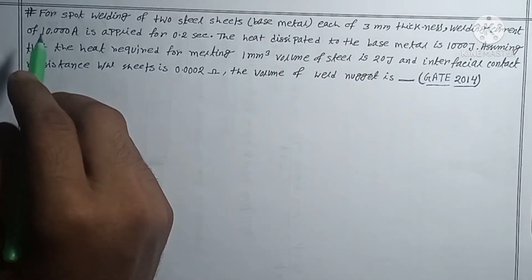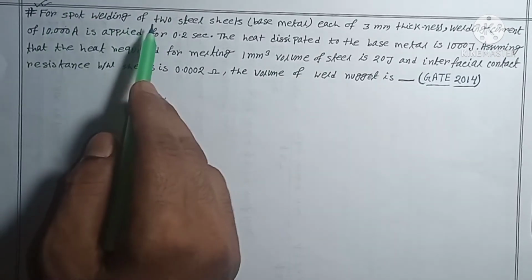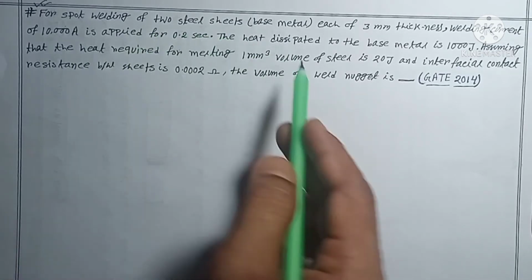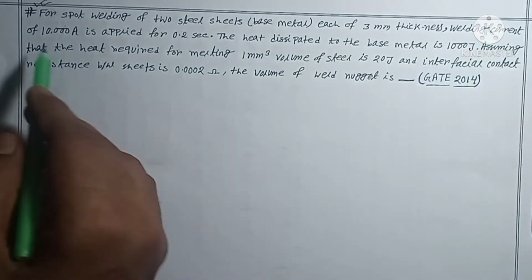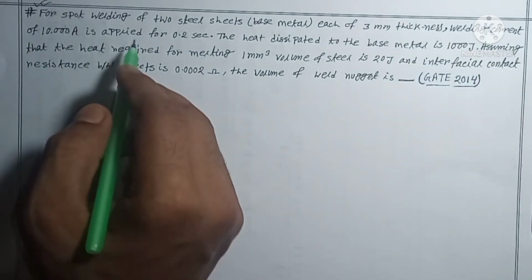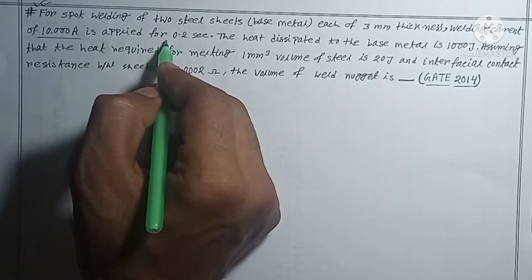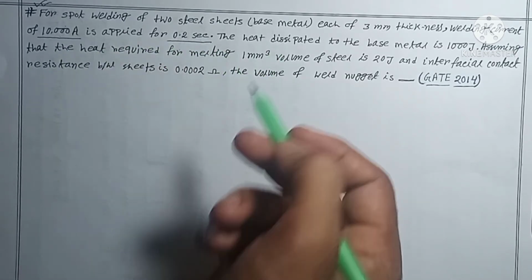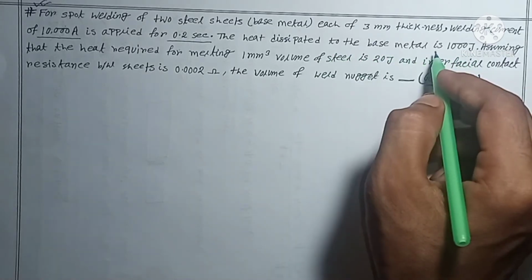Let's solve this question. First of all, carefully read the question. For spot welding of two steel sheets, each of 3 mm thickness, the welding current is 10,000 ampere. So the welding current is provided: 10,000 ampere is applied for 0.2 second. The heat dissipated to the base metal is 1000 joule.